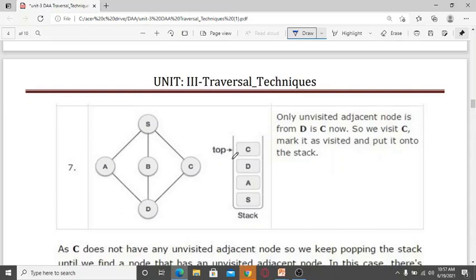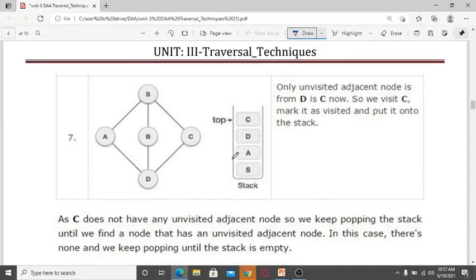Now we have completed the stack. What do we need to do? Are there any unvisited vertices from C? From S and D? No. So we need to take out C as a pop. Then after that we have S, A, D. From D, is there any unvisited adjacent? No. So what do we need to do? Pop.